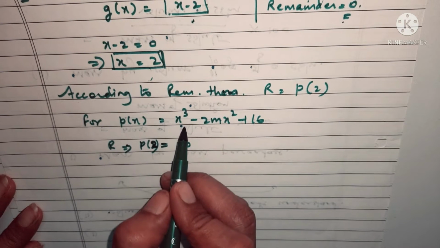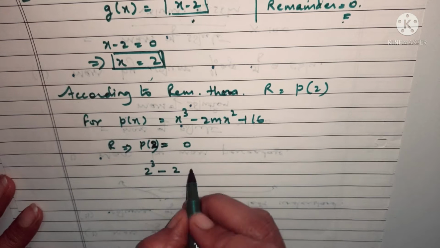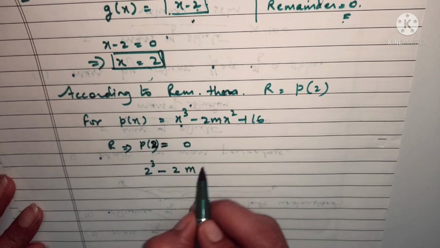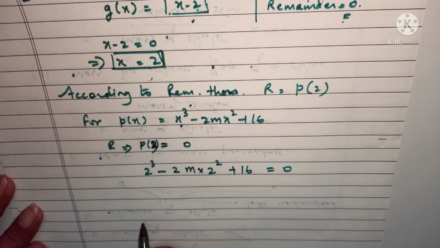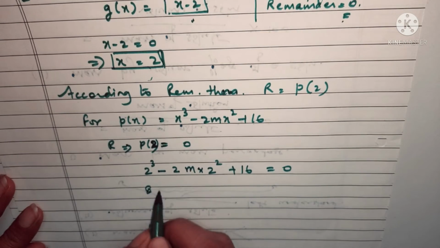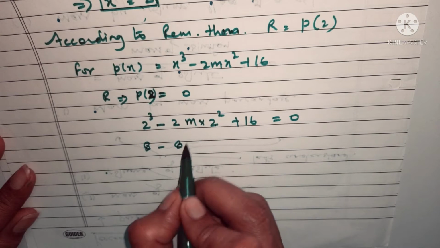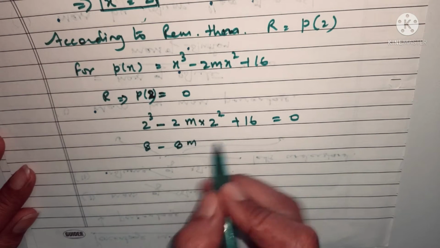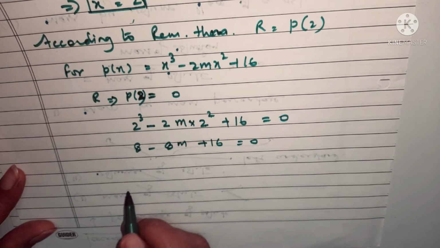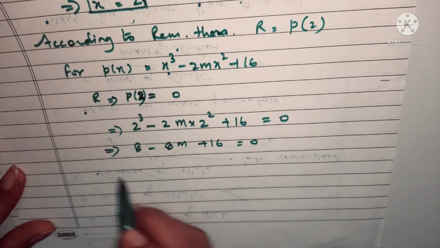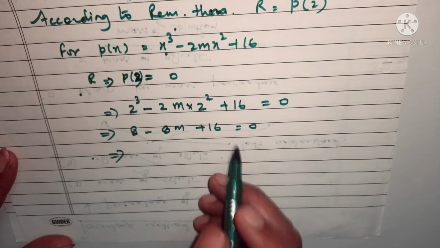It means if we put the value of 2 here, you are getting what? 2 to the power cube minus 2m, and instead of x again we'll write here 2 square, plus 16, which is equal to 0. Now 2 cube is going to give you 8, minus 2m times 4, 8m, and plus 16, again it is 0. Then again it is implying you what? This is 8 and this is 16. 16 plus 8 will give you how much?